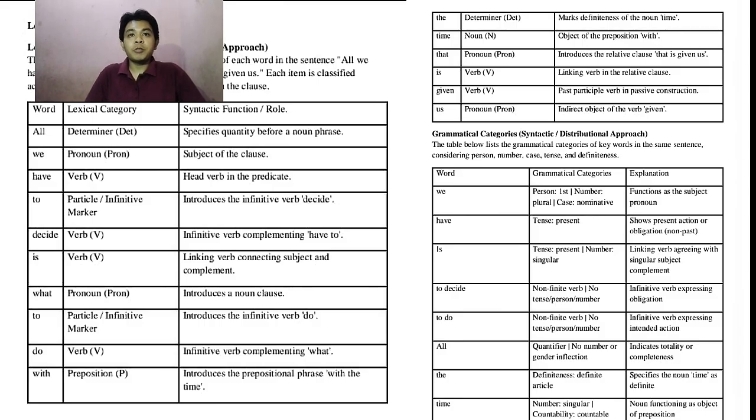In this video, I will present my English syntax project for the midterm examination. This presentation is divided into four main parts. First, I will explain the key concept of syntax. Second, I will discuss the lexical and grammatical category analysis of a selected sentence. Third, I will describe the constituency test that I use in this project. And finally, I will share what I learned and the challenges I faced during the process.